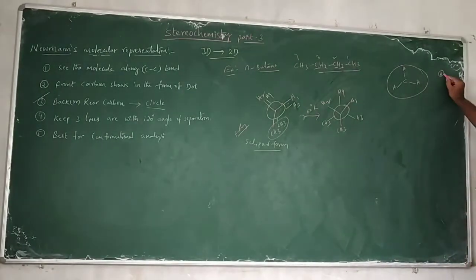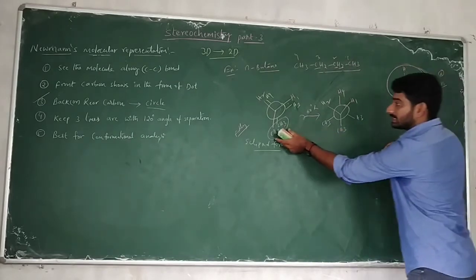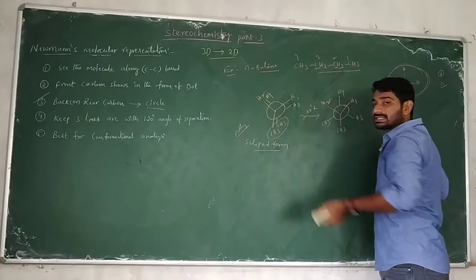Hydrogen is the smallest atom in the entire periodic table. Why? Because it has only one shell. But you see here, the carbon and the other three hydrogen atoms exist like this. These three bulky groups are very close together, therefore the energy of the system is increasing.